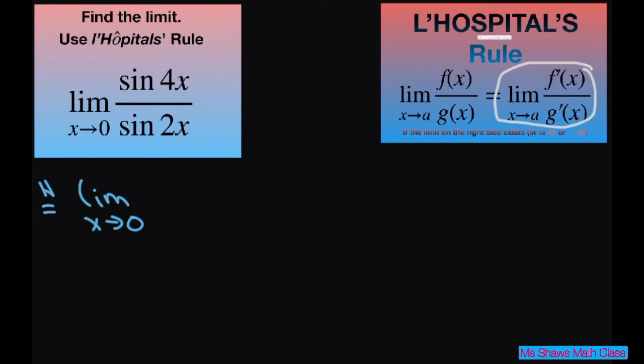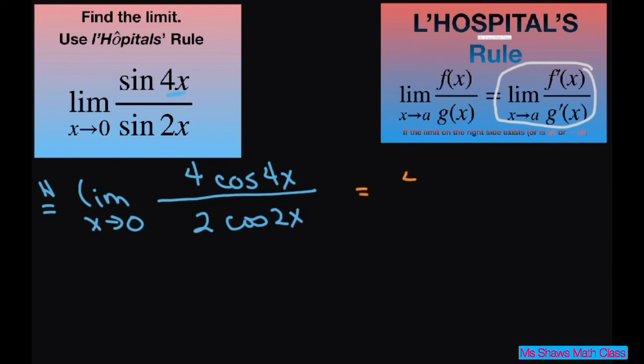So that means you're going to take the derivative of your numerator. So the derivative of sine is cosine of 4x, and then you differentiate your 4x and get 4. And the denominator is just going to be 2 cosine of 2x.